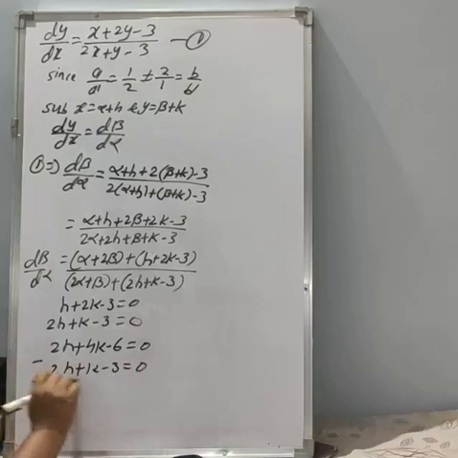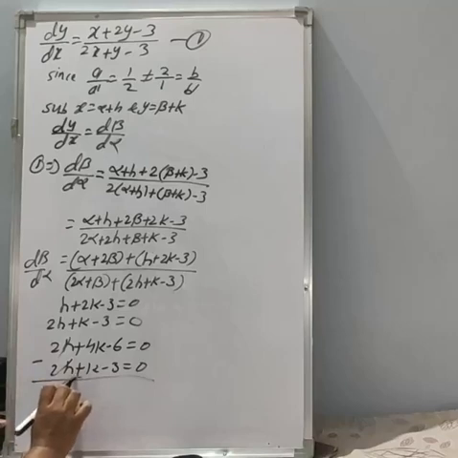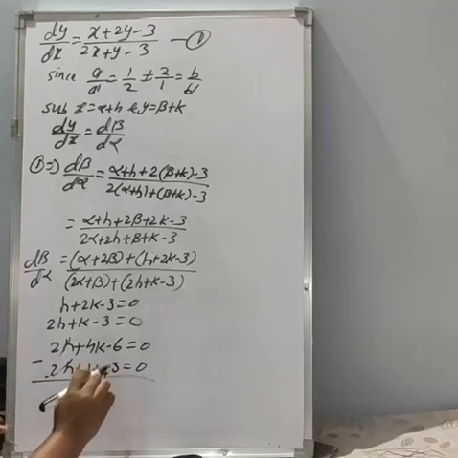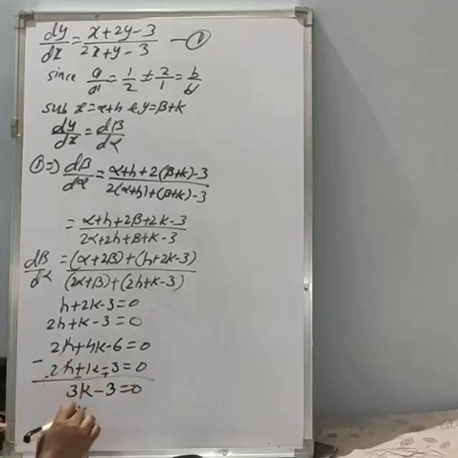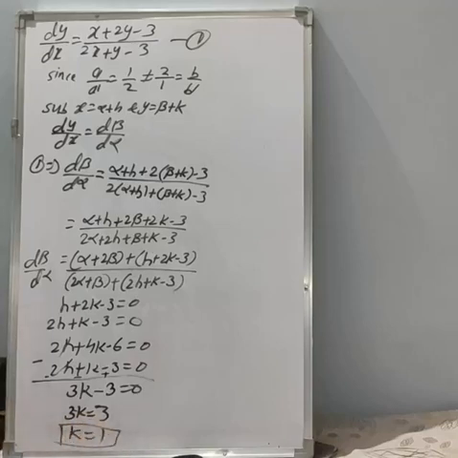Take the subtraction. So the 2h minus 2h gets cancelled. If you are taking subtraction, the signs change here. So 4k minus k is 3k, minus 6 plus 3 you will get minus 3. This is equal to 0. So 3k is equal to 3, so k is equal to 1. So the k value is 1.